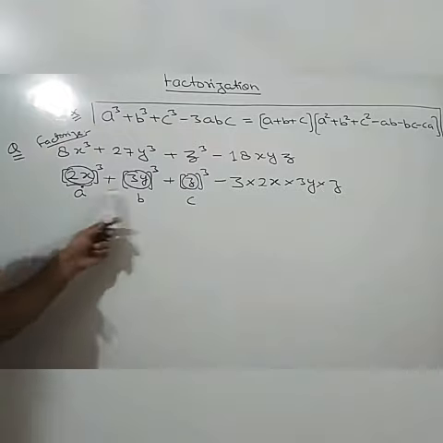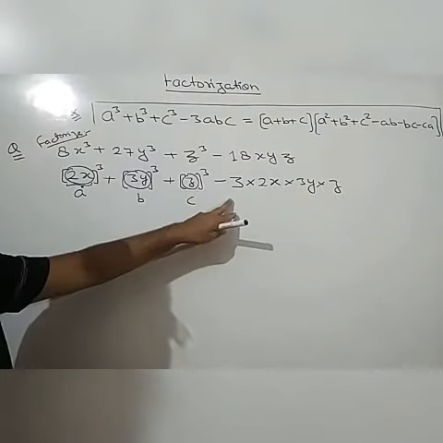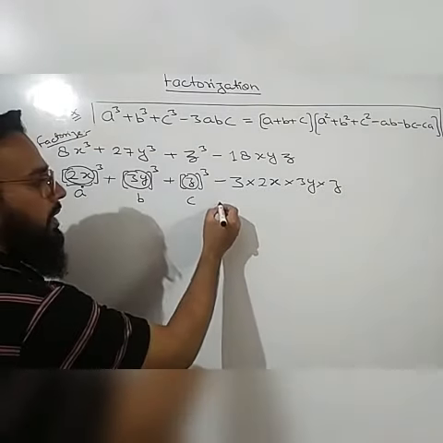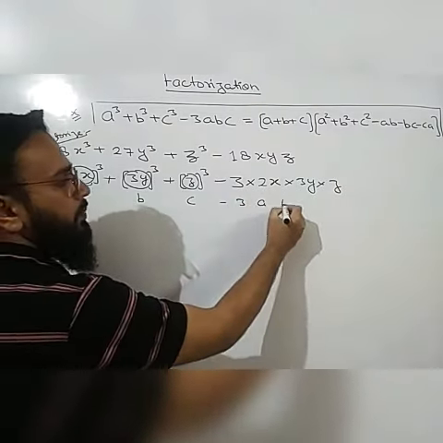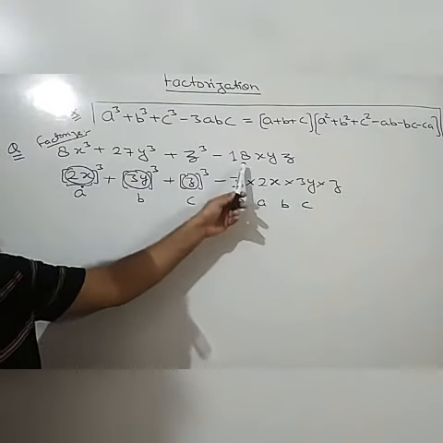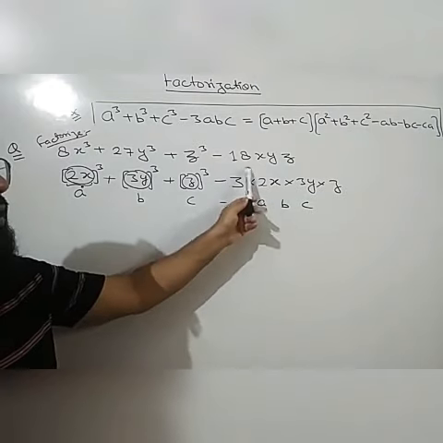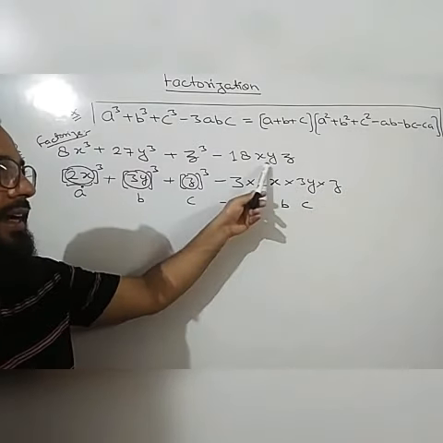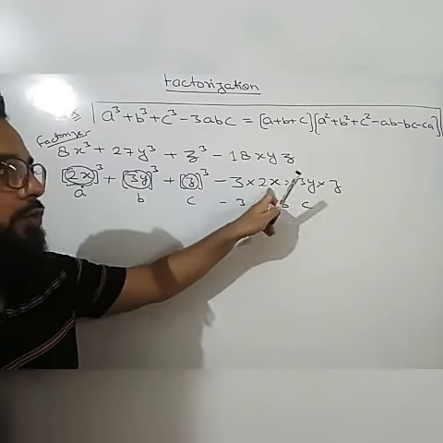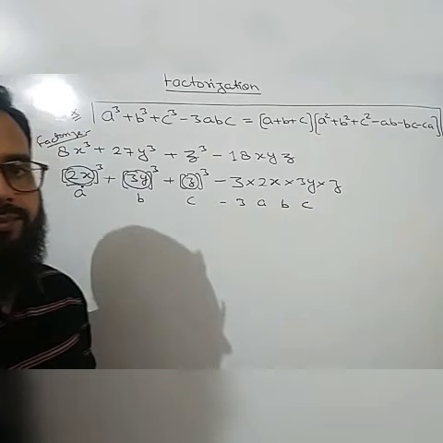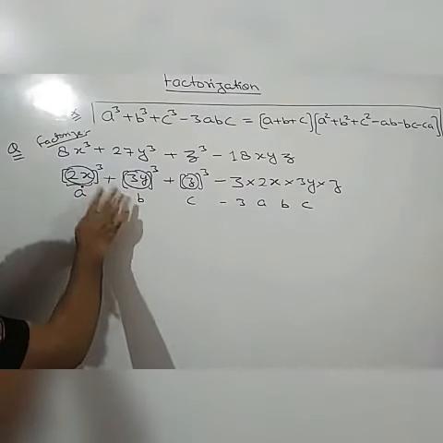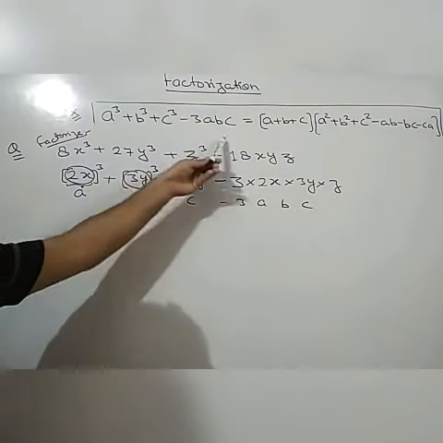Now if we check this particular expression, what are we getting? a cube plus b cube plus c cube minus 3abc. And if we multiply all these 3 terms, we will get the same term. 3 times 2 is 6, times 3 is 18, and x into y into z, that will be 18xyz. So 18xyz is converted in this term: 3 into 2x into 3y into z. Clear?